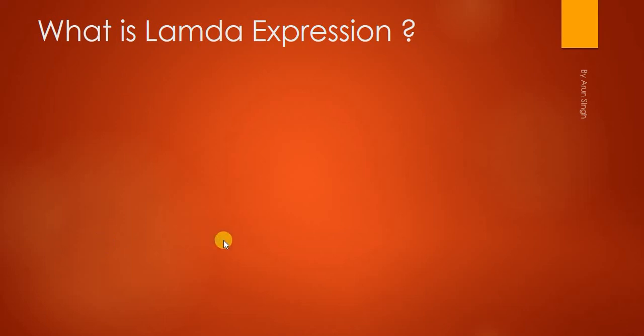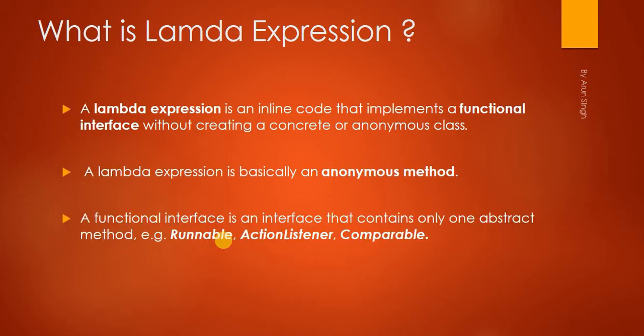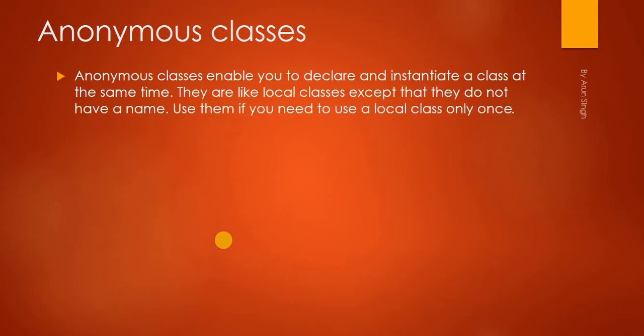Hello friend, in the last video we talked about what a Lambda expression is, what an anonymous method is, and what a functional interface is. We even saw a demo. Here, let's see a comparison with anonymous classes, and what anonymous classes are.